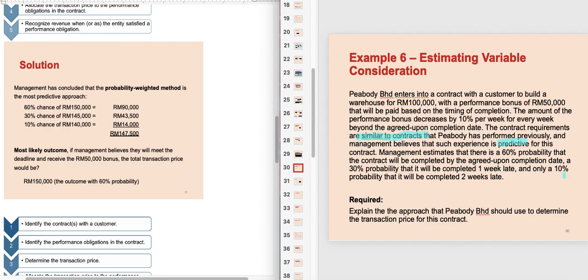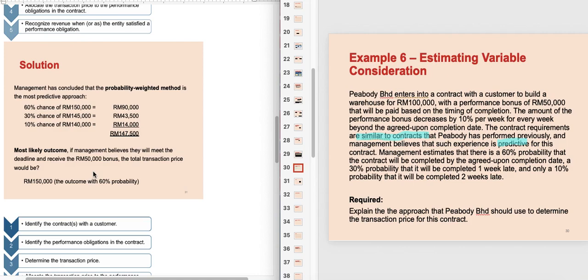And only a 10% probability that it will be completed 2 weeks late. If you are 2 weeks late, that means deduct 20% from 50,000, so expect to get 140,000. So based on these three possible outcomes, the transaction price will be 147,500.